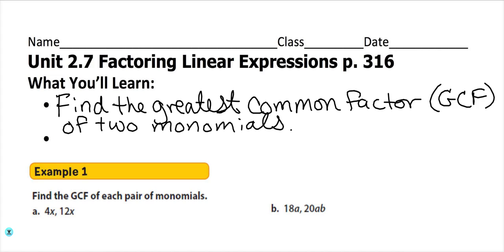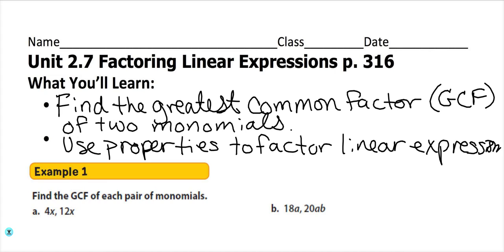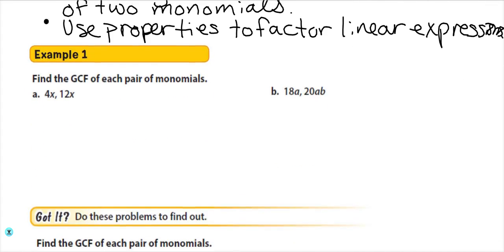Then we're going to use properties to factor linear expressions. Okay, so we're going to be looking at GCF today, greatest common factor, and we're going to be just factoring linear expressions. Okay, let's take a look.